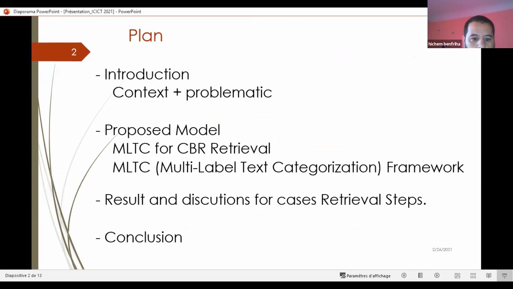In this presentation, a brief overview of the context of our study is presented in the introduction. Next, we first describe the proposed model based on a multi-label text categorization framework, which was used in this work to improve the retrieval step in case-based reasoning. And next, results and discussion are presented.